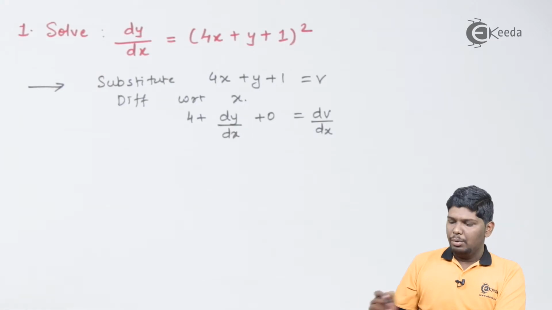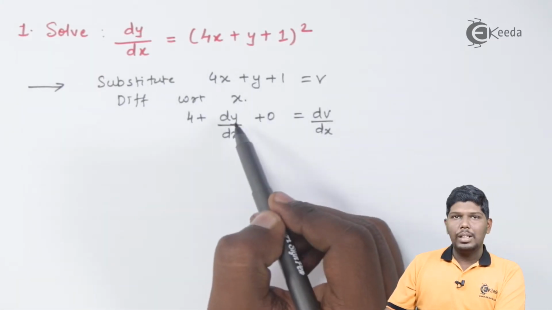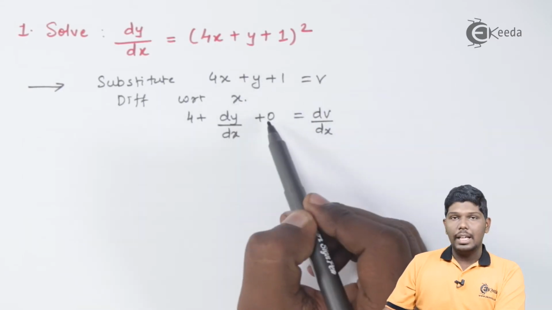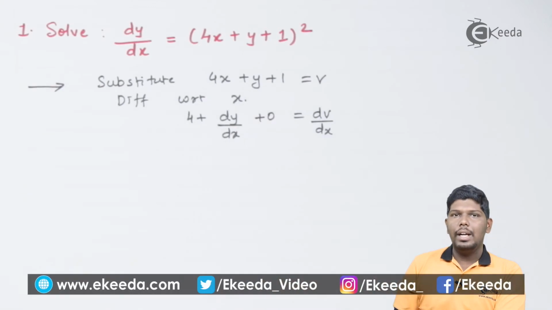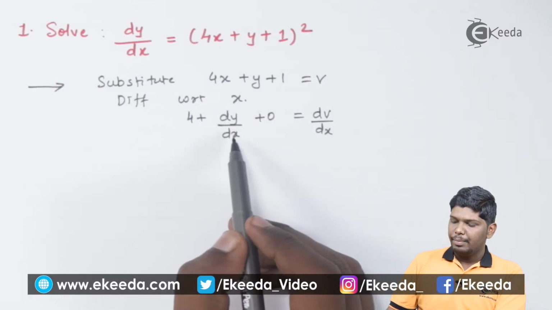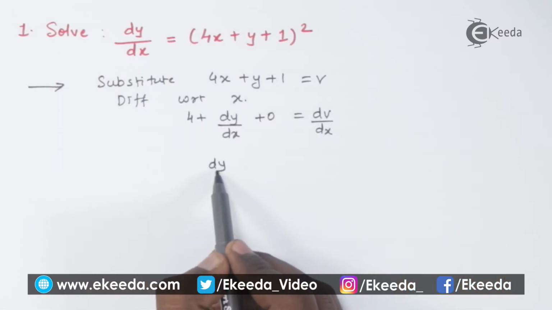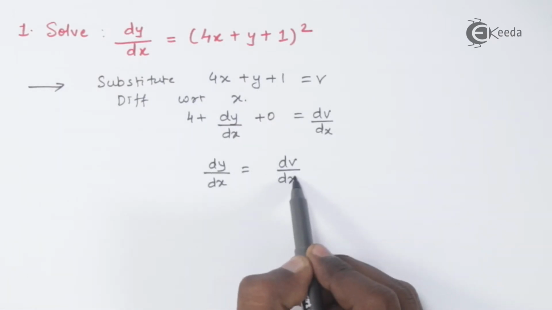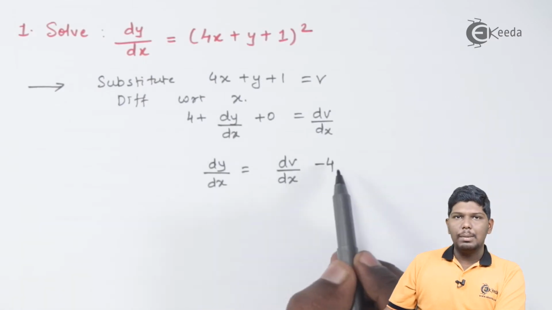After taking the derivative, we have 4 plus derivative of y with respect to x, which will give you dy by dx, plus derivative of 1 which will be 0, is equal to derivative of v, which will be dv by dx. After that, you can find the value of dy by dx. Here the value of dy by dx will be dv by dx minus 4.